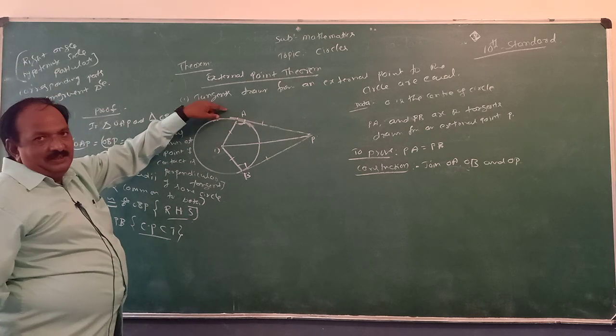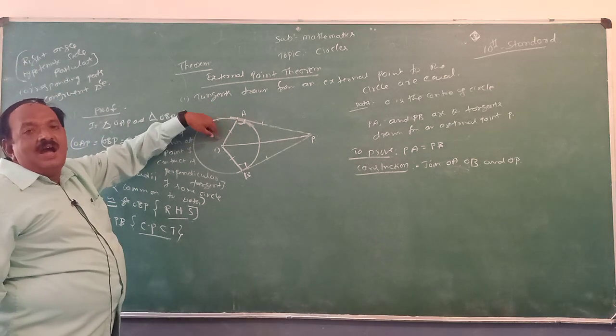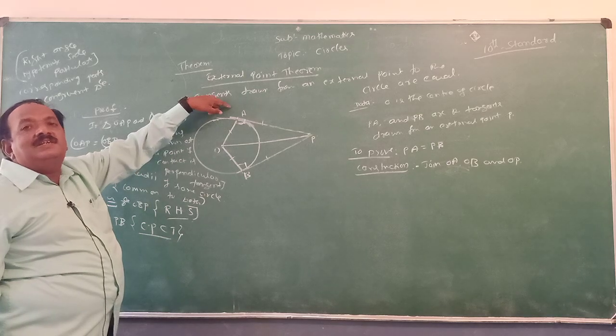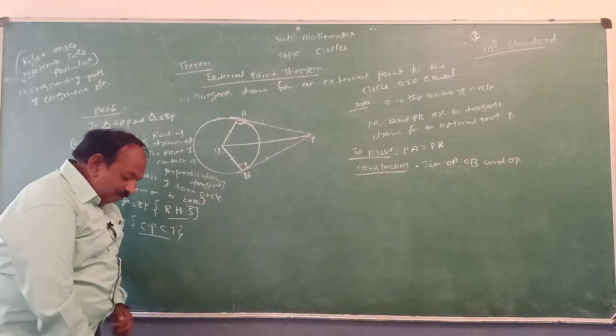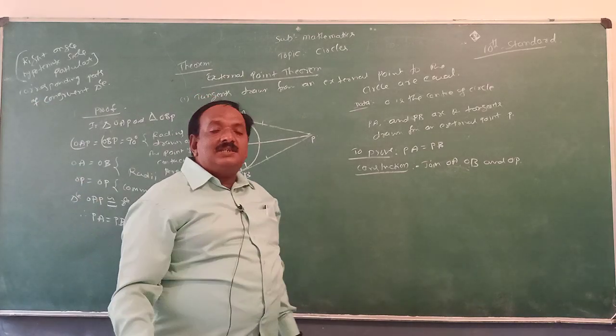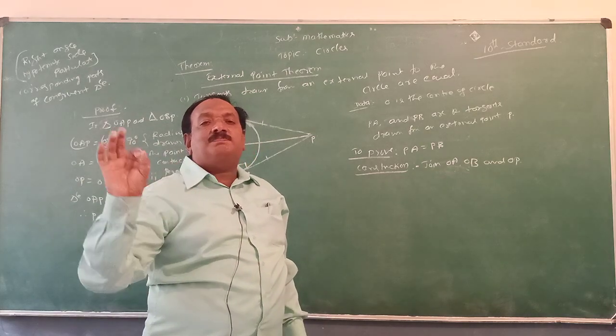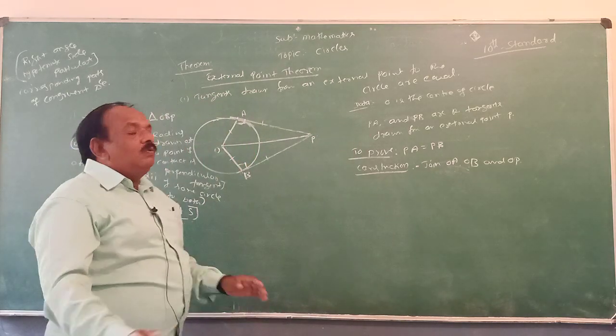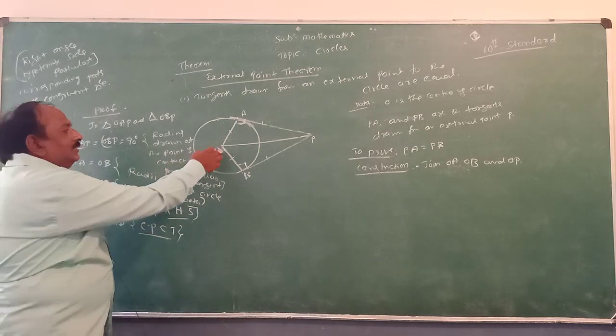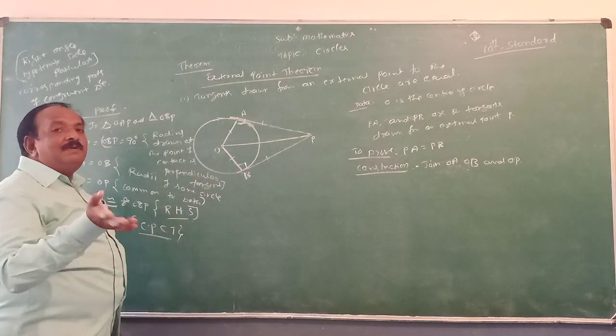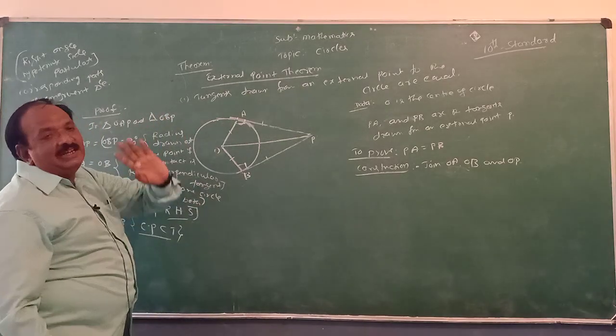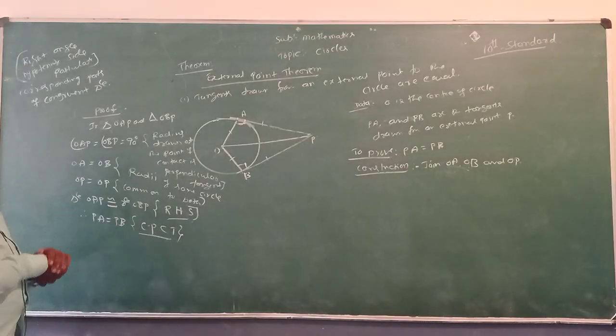Radius and the tangent in a circle, the angle between the radius and the tangent is 90 degrees. We have already proved this in our theorem: radius drawn at the point of contact is perpendicular to the tangent. You may write anywhere that the angle between the radius and the tangent is always 90 degrees. That we have already proved in our theorem.